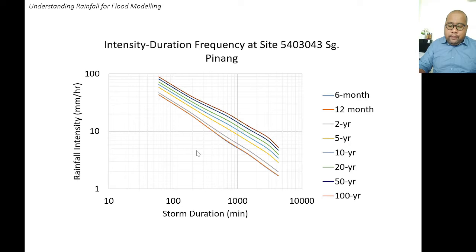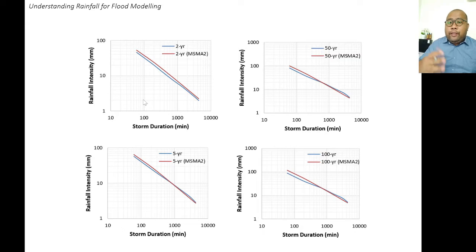This is an example of the IDF curve at a site near Sungai Pinang. This is a graph from some consultant work I did in Pulau Pinang. After we created the IDF curve on our own, we compared it with the IDF curve from MASMA or from the updated HP1 2050. Basically the IDF values that we derived and those from HP1 are not very different. If you look, the difference is not that big.